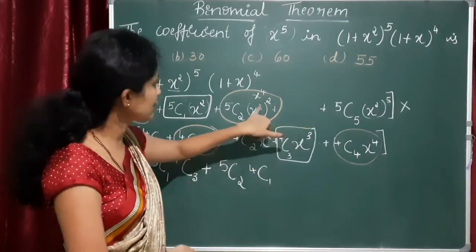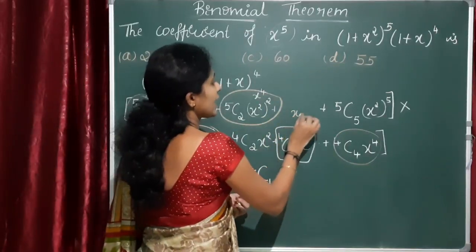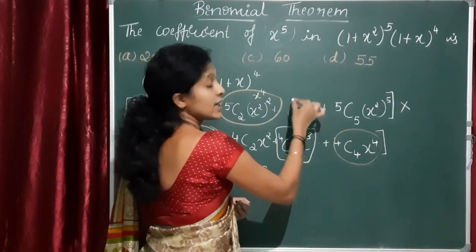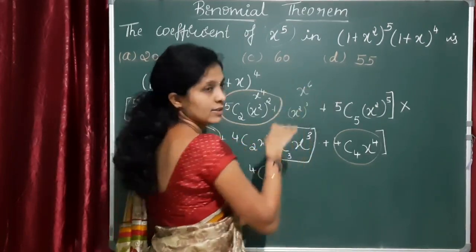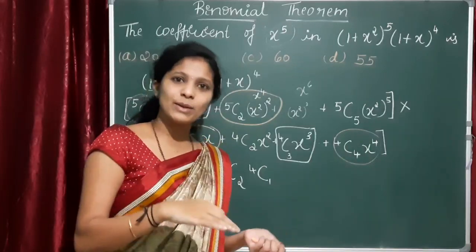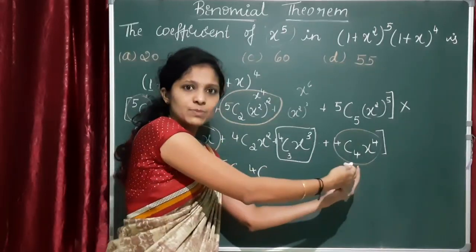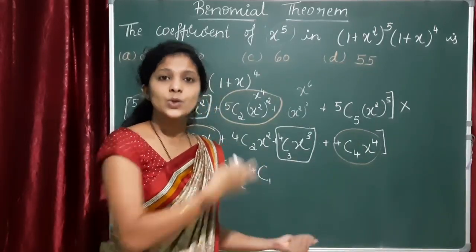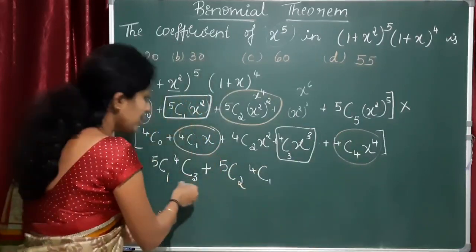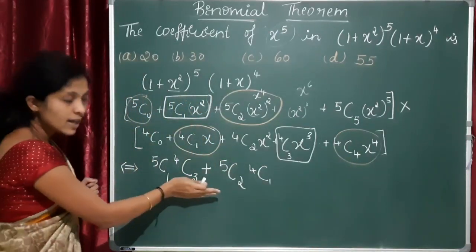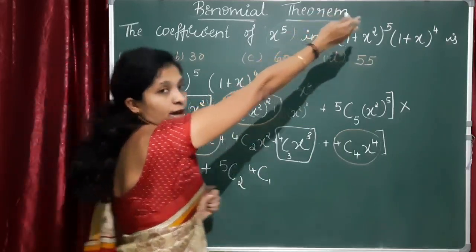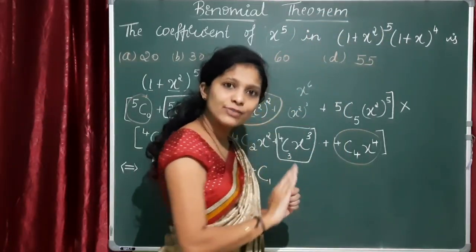The next term, x squared whole to the power 3, is nothing but x to the power 6. It is more than 5. So if you multiply x to the power 6 with any of the terms, we can't get x to the power 5. So no need to check for the next one. So only two terms will be there. This is the coefficient of x to the power 5 in this expansion. Okay. Half of the work is done.